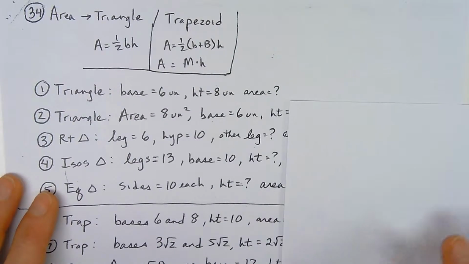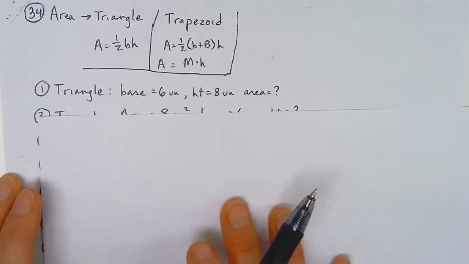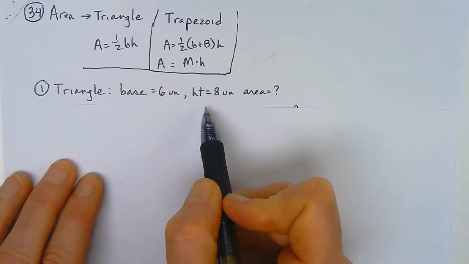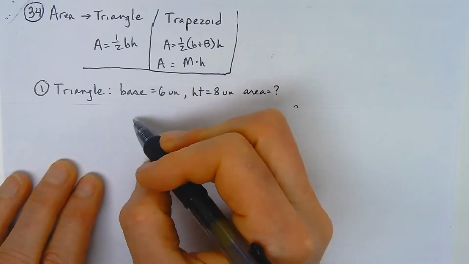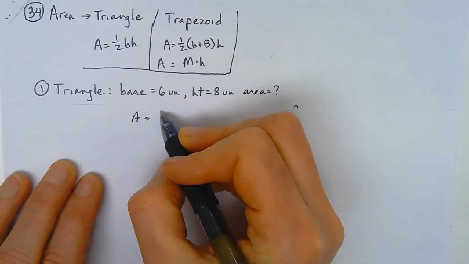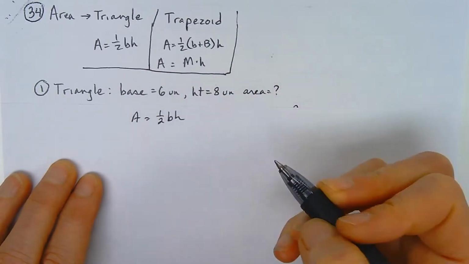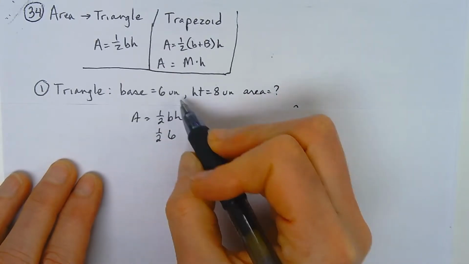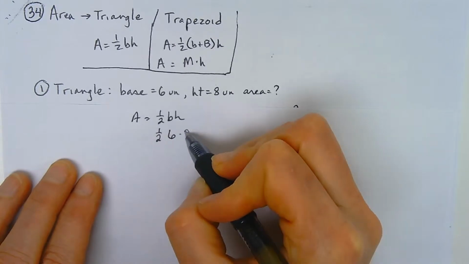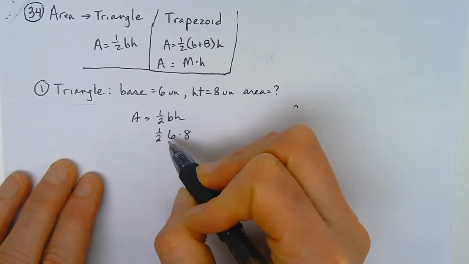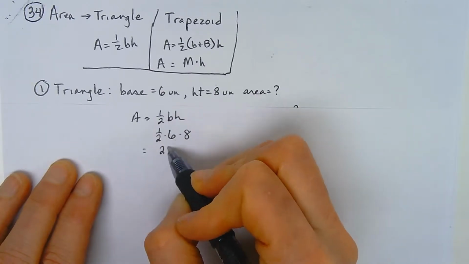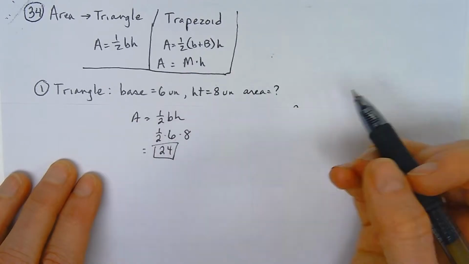Number one asks for the area of a triangle. We're given the base and the height, and we're asked to find the area. Area equals 1/2 base times the height. The base is 6 units. That means units right there. And the height is 8 units. 1/2 times 6 is 3. 3 times 8 is 24, and that's the area of the triangle for number 1.